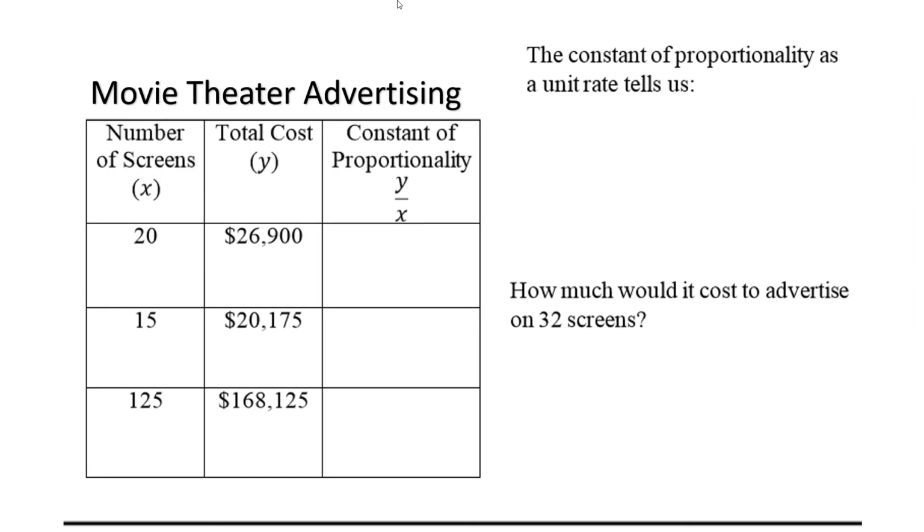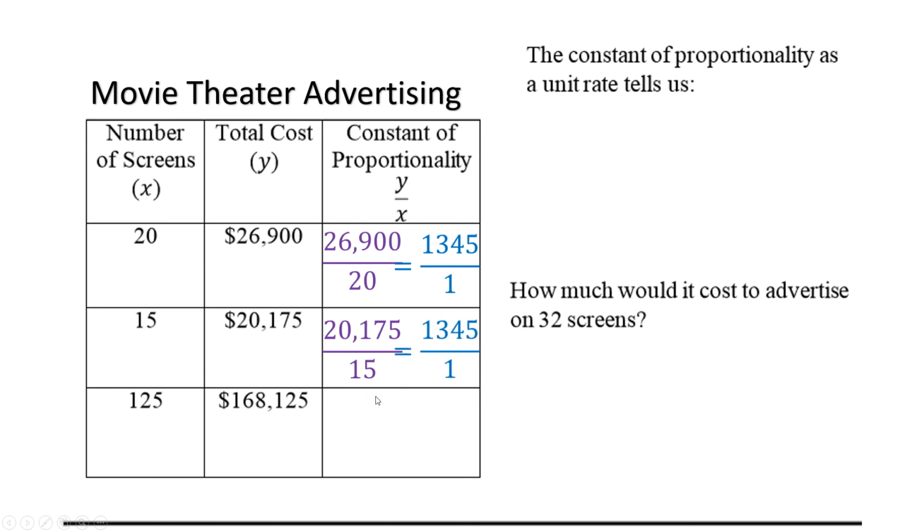And now we're in the middle of your notes. We have movie theater advertising represented by this table. So to show advertising on 20 screens, it costs $26,900. So if we find the constant of proportionality for each of these, take the value, divide by 20, take this value, divide by 15, take $168,125, excuse me, divided by 125, and we will get 1,345 as our constant of proportionality.